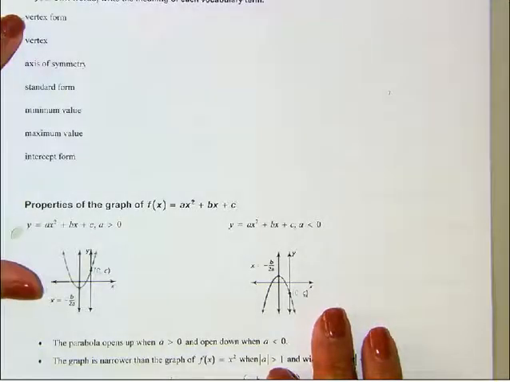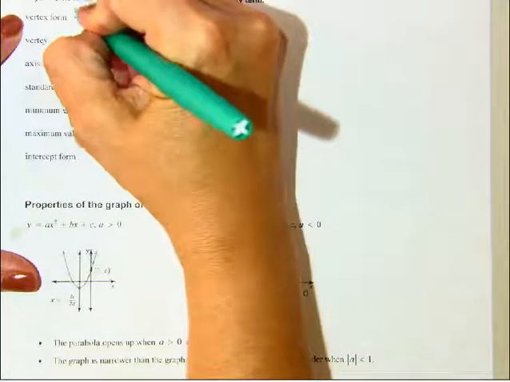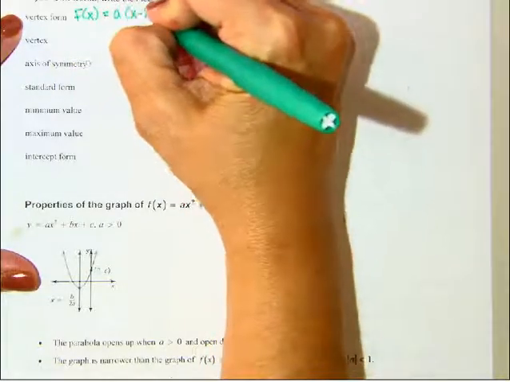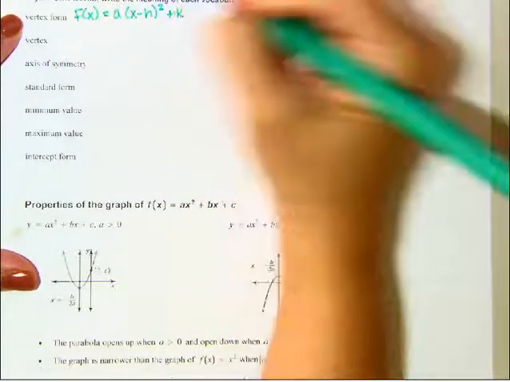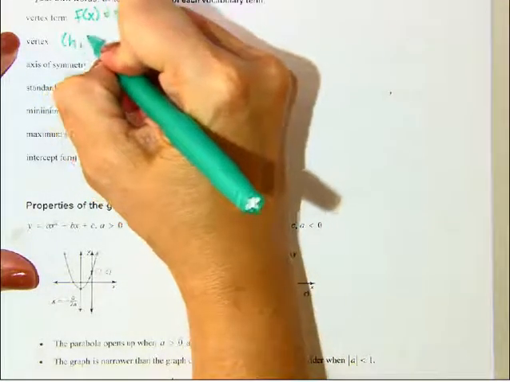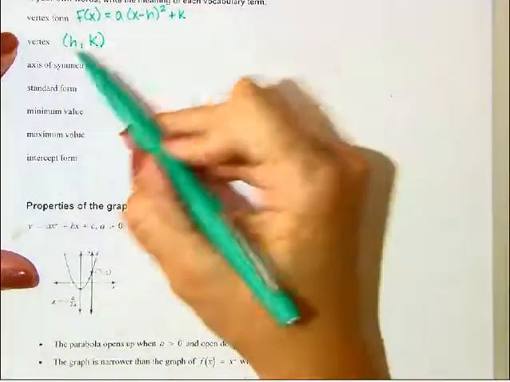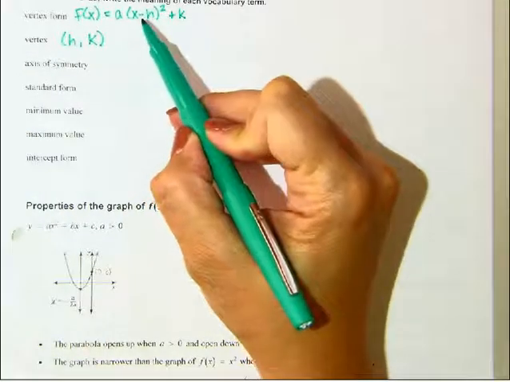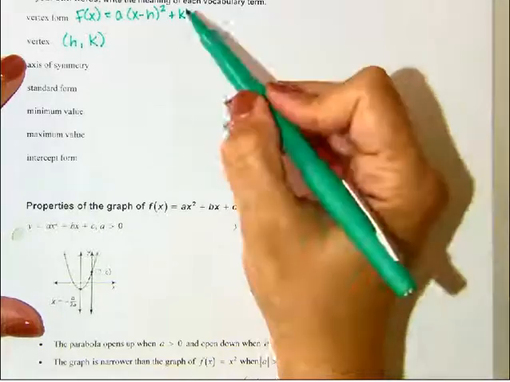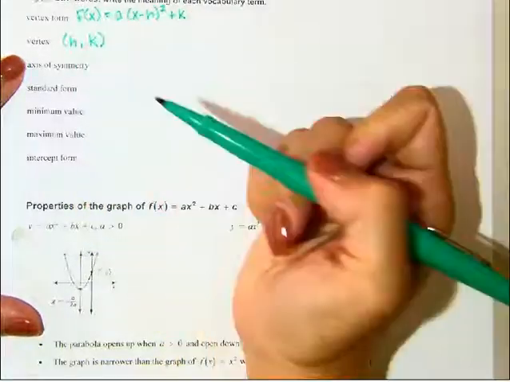So if I want the vertex form of a function, it's going to be a times x minus h squared plus k. And that vertex is always (h, k). So for the x, we always do the opposite sign because of that minus h, and then k is the y value. So that gives us the x and y of our vertex.